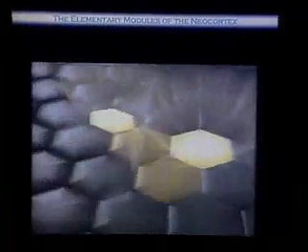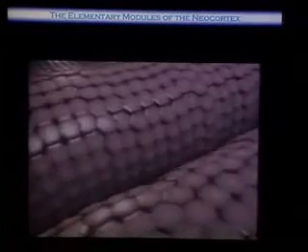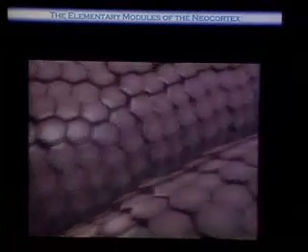Or columns, which are known as functional columns. There are about 1 million of these columns in the human brain. Each of these columns is about 0.5 millimeter in diameter. And one can debate forever about what is a column.